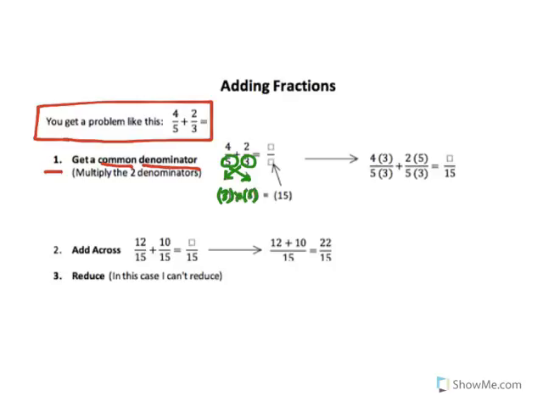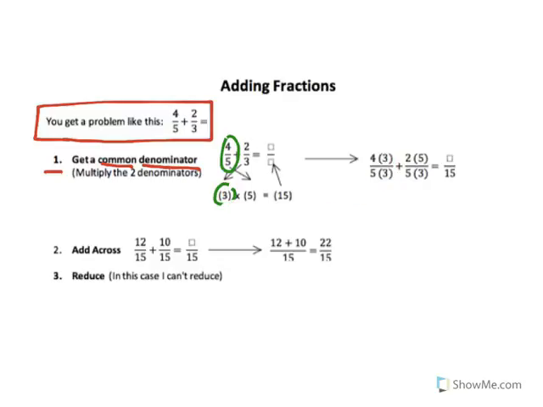Then we multiply the two numbers on the bottom to get the denominator here. Now, we take this fraction, and we multiply the number on top and the number on the bottom by the same number, this number here.